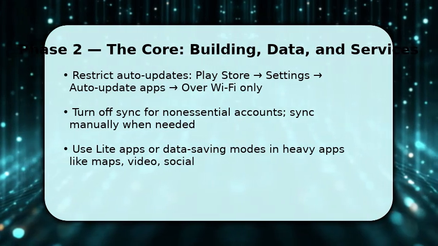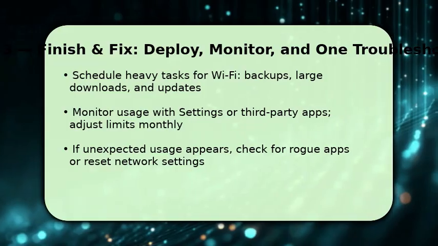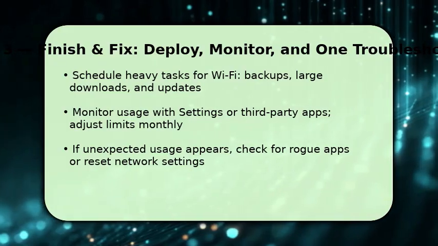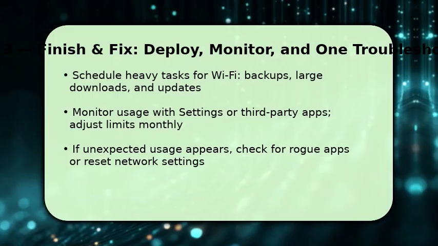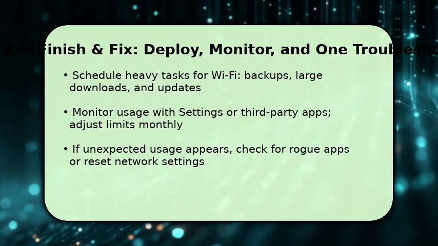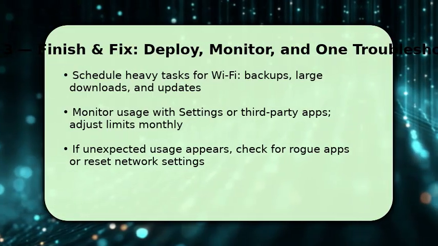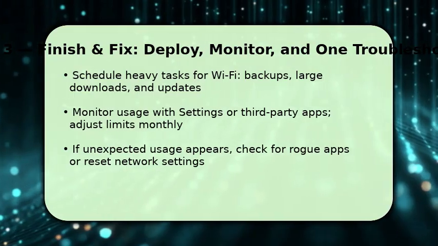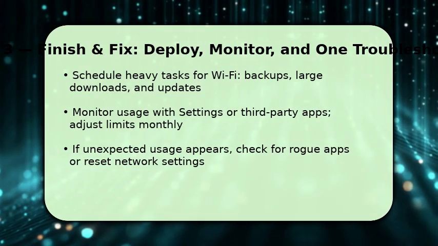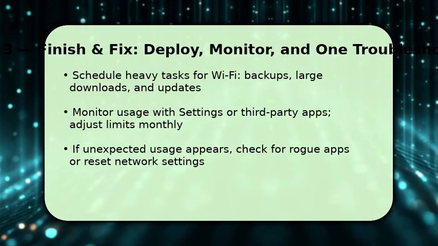Schedule backups, large downloads, and updates to run only on Wi-Fi and prefer Wi-Fi for high-quality streaming. Monitor monthly usage in settings or with a monitoring app so you can tweak limits and app access. If you spot sudden spikes, force stop and inspect recent app activity, then uninstall or restrict the culprit. As a last resort, reset network settings to clear misconfigured connections. This troubleshoot tip helps you recover when savings don't.